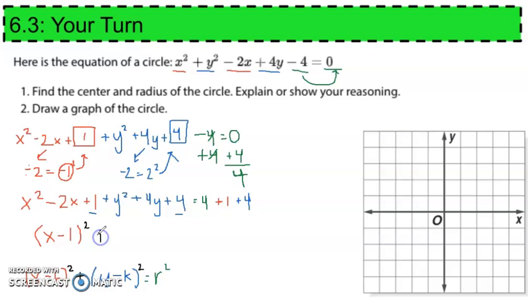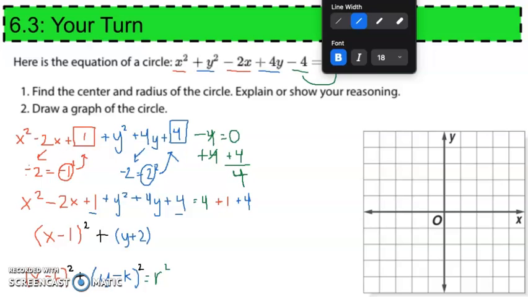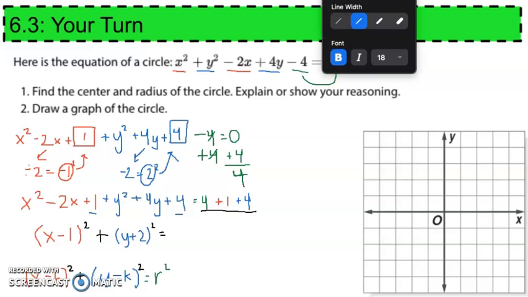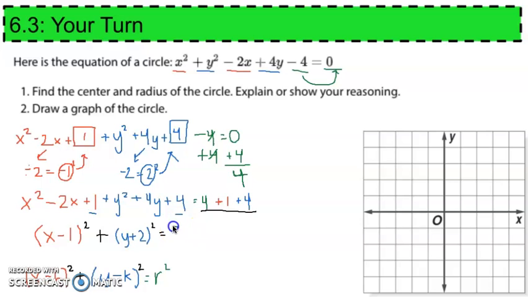Plus, I'm going to do the same thing to find the factor, the perfect square of y squared plus 4y plus 4. Remember, it's going to be y plus something or y minus something. It's this number, whatever the number was, divided by 2. So y plus 2. Remember, that's squared. And then equals whatever I add right here. So 4 plus 1 plus 4. And 4 plus 1 plus 4 is 9. So equals 9. So this right here is the equation.